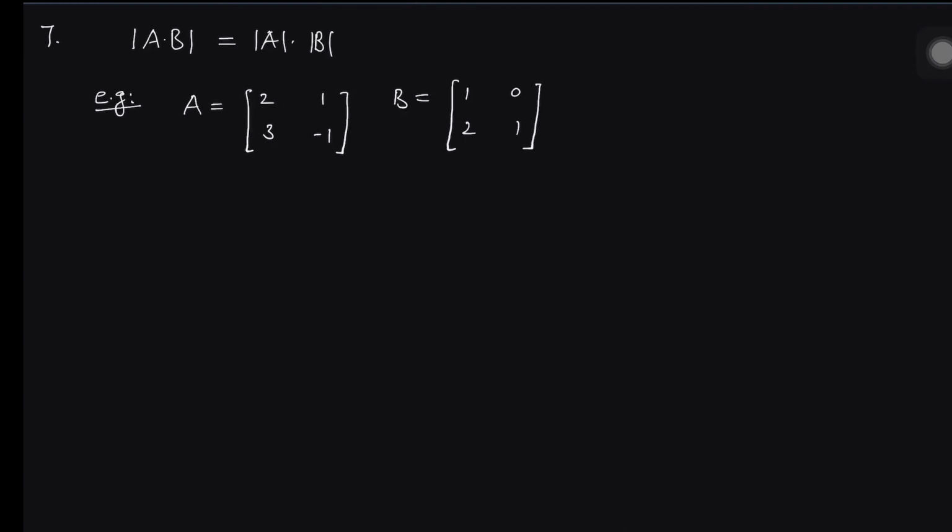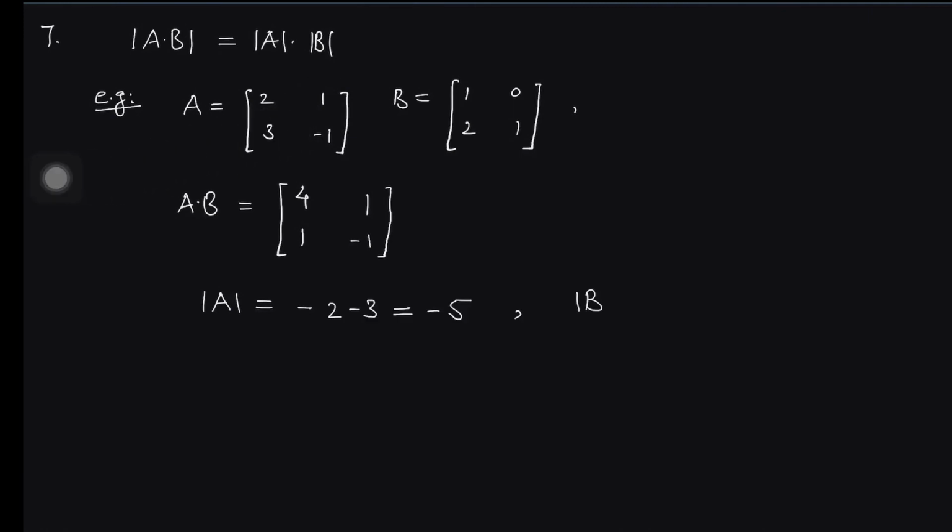Next property is the product of two square matrices. Its determinant will be the same as the determinant of A times the determinant of B. You can verify it very easily. Suppose you have matrix A and matrix B as shown. So if you find AB, it will be this. So this is the product AB. Now find the determinant of A. It will be 2 into minus 1 minus 3 into 1. Determinant of B, 1 into 1 minus 0.